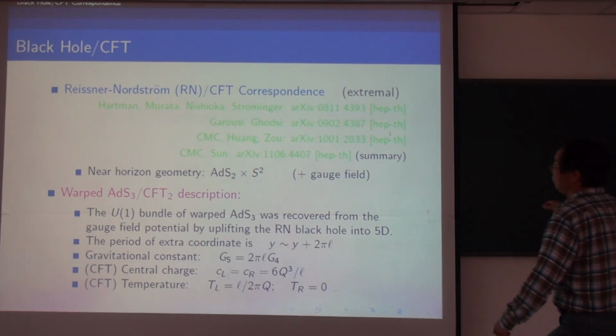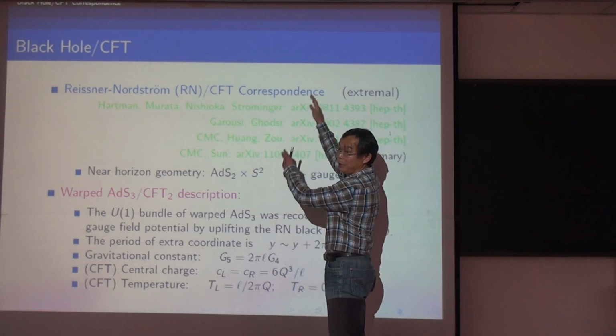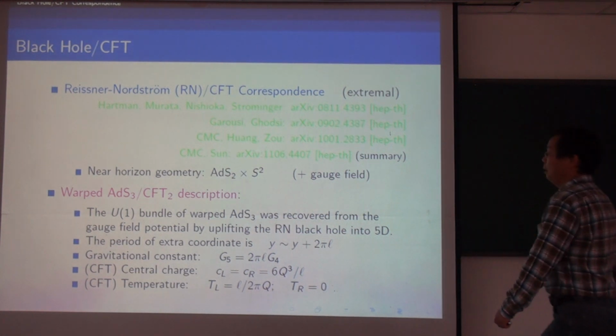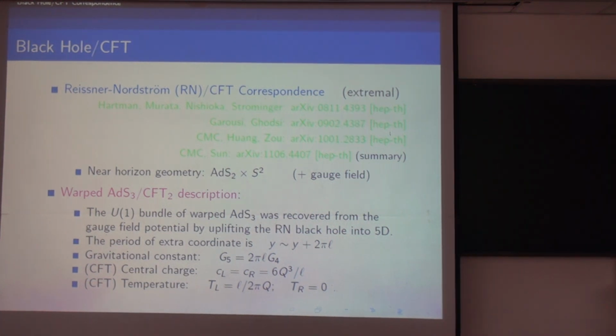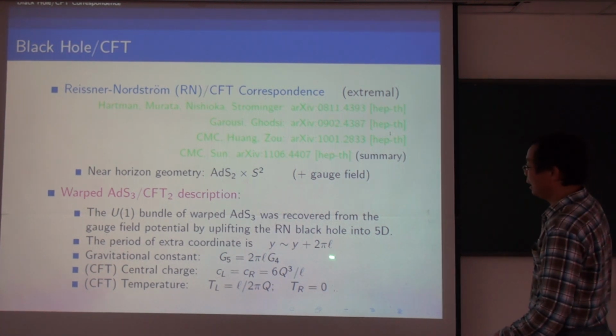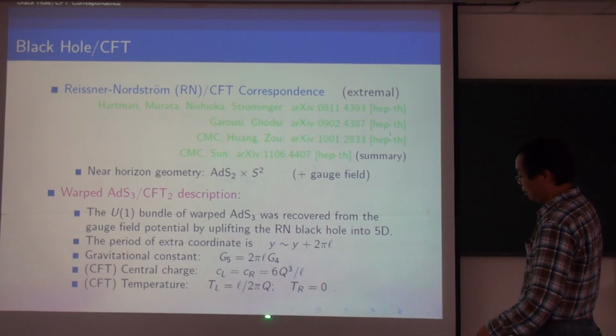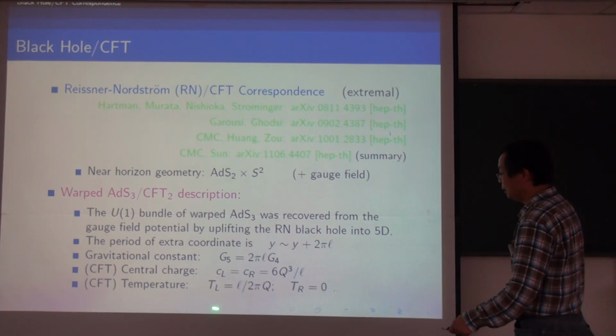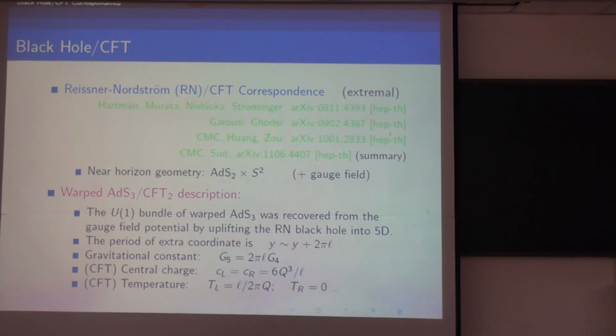But nevertheless, we can have a warped AdS3 and we can repeat the same calculation we did for the Kerr black hole, and then we can also compute the central charge of the CFT and also the temperature. And again, the entropy produced by the conformal field theory is exactly the same as the entropy of the Larsen-Norton black hole or charged black hole. So this is for the charged black hole case.